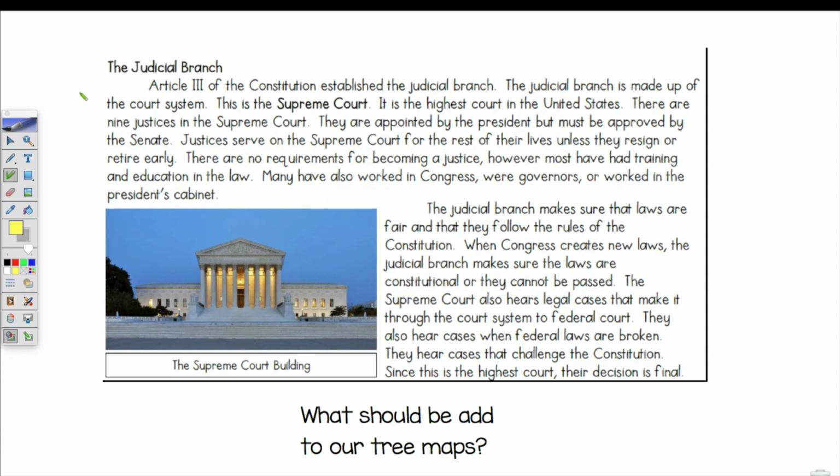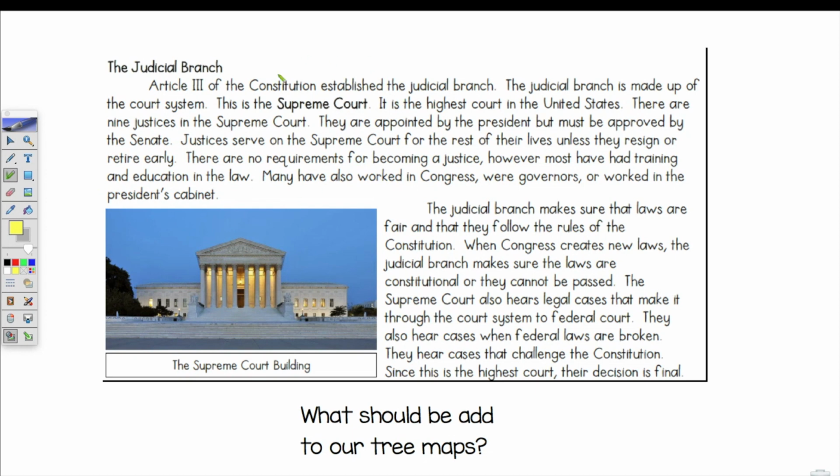This is the Supreme Court. It is the highest court in the United States. There are 9 justices in the Supreme Court. They are appointed by the president but must be approved by the Senate. Justices serve on the Supreme Court for the rest of their lives unless they resign or retire early. There are no requirements for becoming a justice. However, most have had training and education in law. Many have also worked in Congress, were governors, or worked in the president's cabinet.